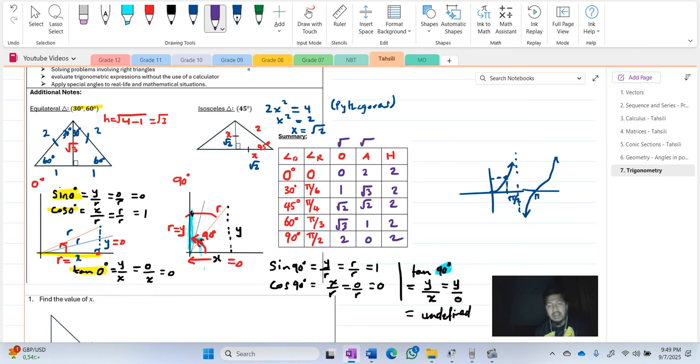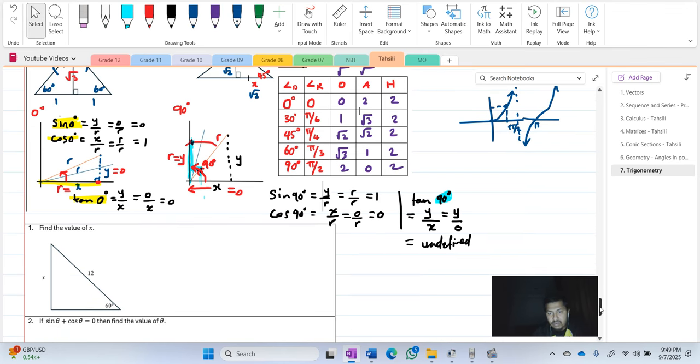Now how do we use this table? SOHCAHTOA. If I ask you what is sine of 30, sine of 30 is opposite over hypotenuse, is 1 over 2, is half. If I ask you what is cos of 45, it is root 2 over 2. The nice thing about this table is that it rationalizes for you. You don't have any square roots in the denominator.